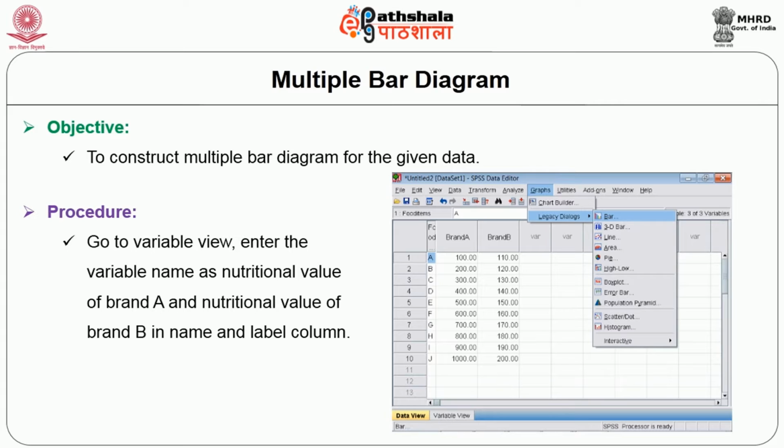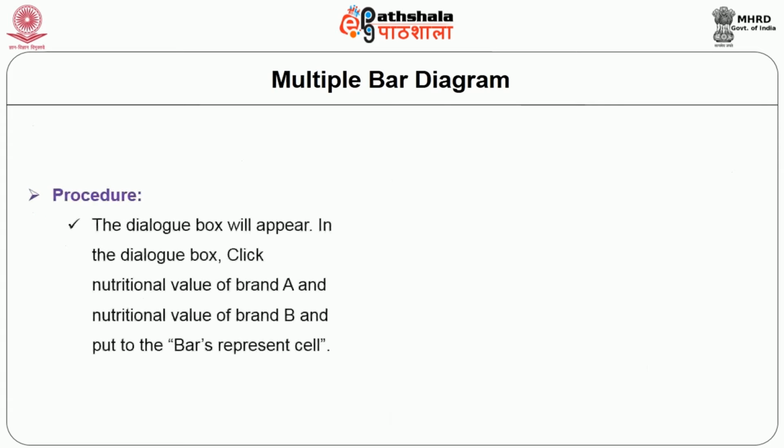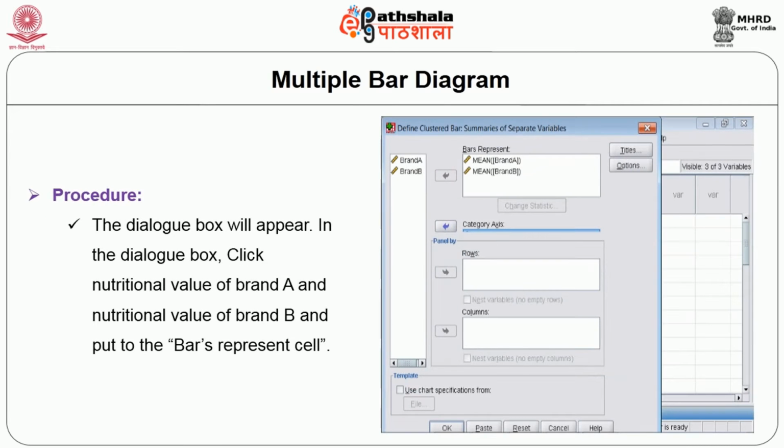Then go to Variable View, enter the variable names as nutritional value of brand A and nutritional value of brand B in the name and label columns, and then go to Graph, click Legacy Dialogs and then click Bar and click Clustered. Then click Values of individual cases and then click Define. The dialog box will appear. In the dialog box, click nutritional value of brand A and nutritional value of brand B and put them in the Bars Represent cell. Then go to Titles, enter the title as nutritional value of brand A and B, click Continue and click OK.